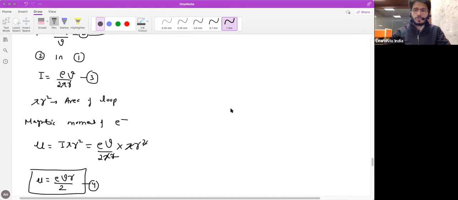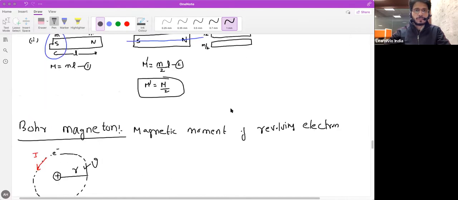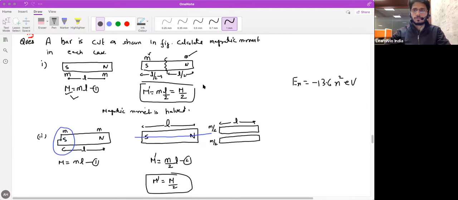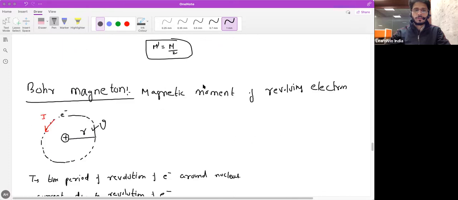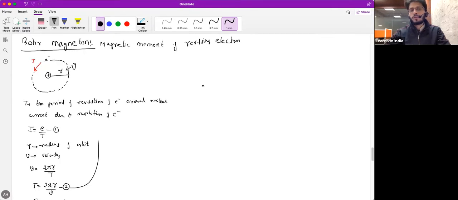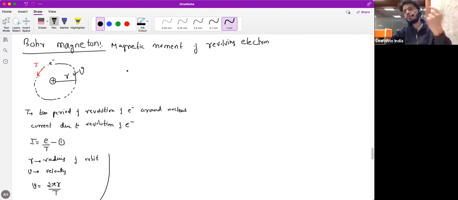Okay, Noor, you have missed this. Noor, did you do this question? Yes, sir, I completed that. Then you have missed this Bohr magneton. So the Bohr magneton is basically the magnetic moment of a revolving electron. You have an electron revolving around the nucleus. Due to the motion of the electron, there is some current associated with it. So this revolving electron will behave like a current carrying coil, and that coil will have a magnetic moment of its own.